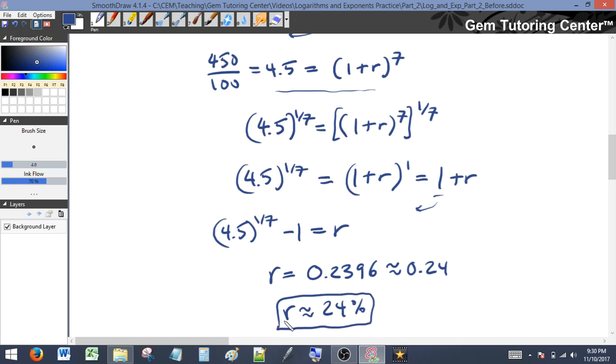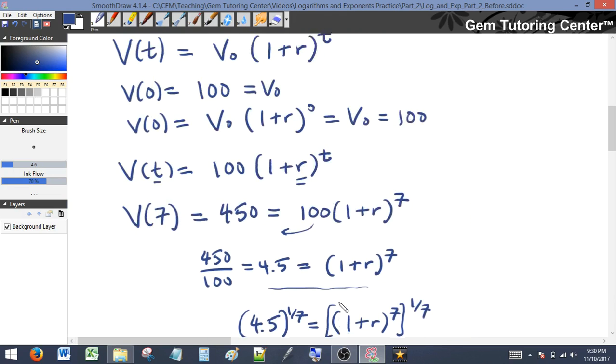Okay, because it's an increase, r is positive, so it's greater than 0. If it was an annual rate of decrease, r would be less than 0. Okay, let's go to the next problem.